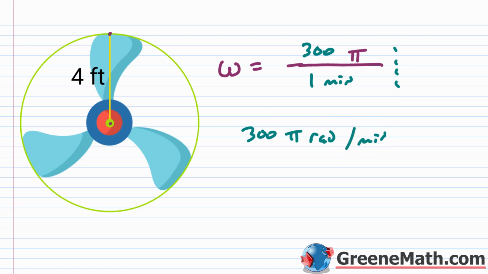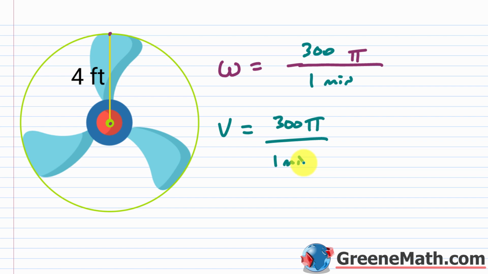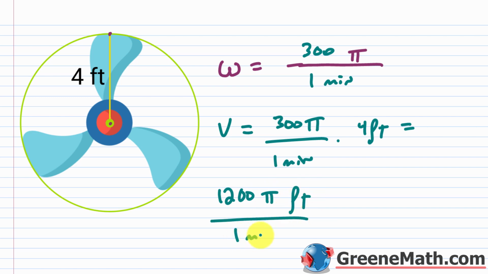Now, if we want our linear speed, again, all I have to do is take the angular speed and multiply by the radius. The radius is 4 feet. So just by eyeballing that, you're going to see that it's going to be 1,200 pi feet per minute. But let's go ahead and do this more formally. So I'll say that v is equal to 300 pi over 1 minute times 4 feet. So this is 1,200 pi, and then we'll say feet per 1 minute. So what is this approximately?